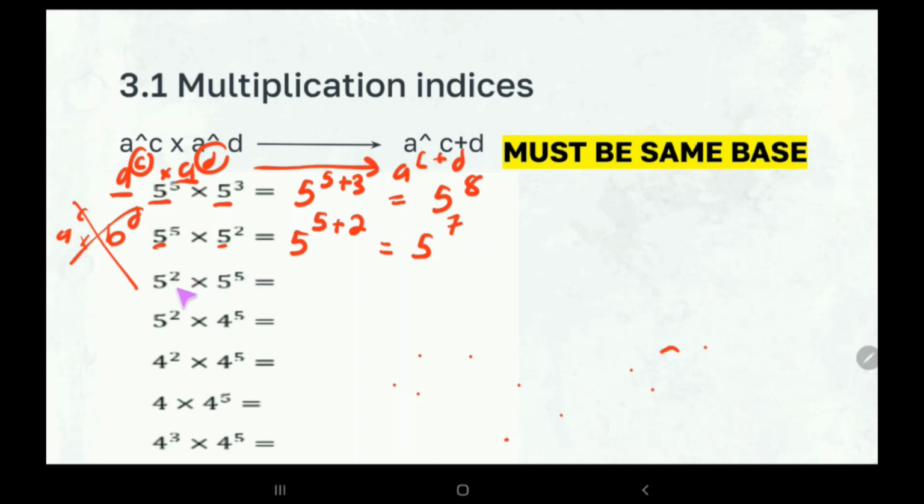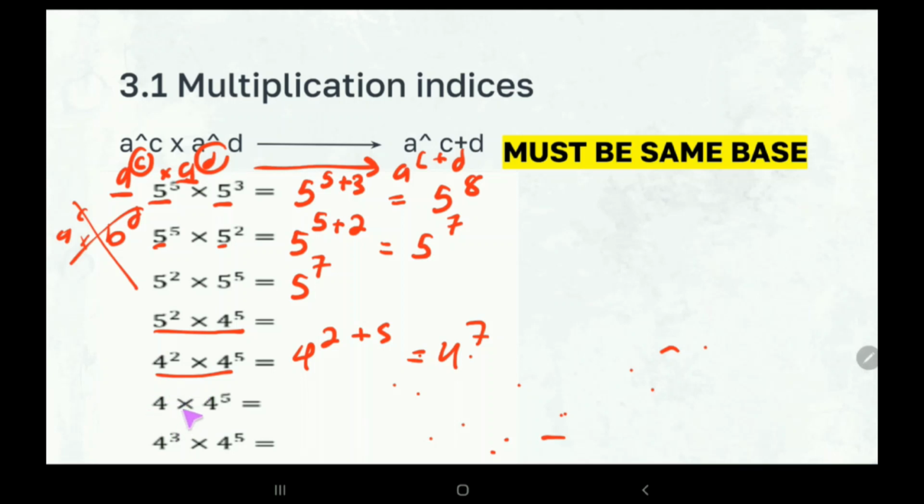This is the same, so same example. Now here we have different base, so we cannot use this formula. Okay, yes, we can use this, so it will be 4 to the power of 2 plus 5, it will be 4 to the 7th power, and then here, notice that this is only 4, there is no power.